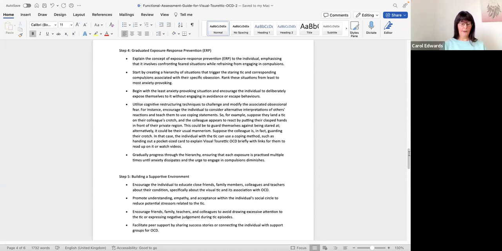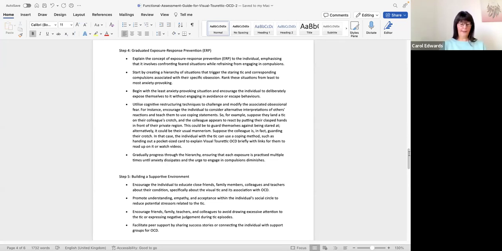For instance, encourage the individual to consider alternative interpretations of others' reactions, which is what you did earlier, Matthew, and teach them to use coping statements. So, for example, suppose they land the tic on their colleague's crotch, and the colleague appears to react by putting their clasped hands in front of their private region. This could be to guard themselves against being stared at. Alternatively, it could be their usual mannerism.